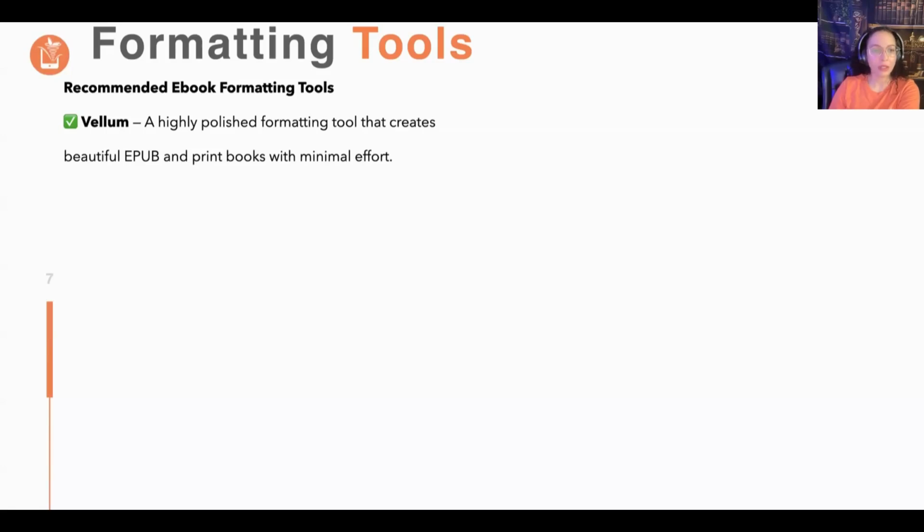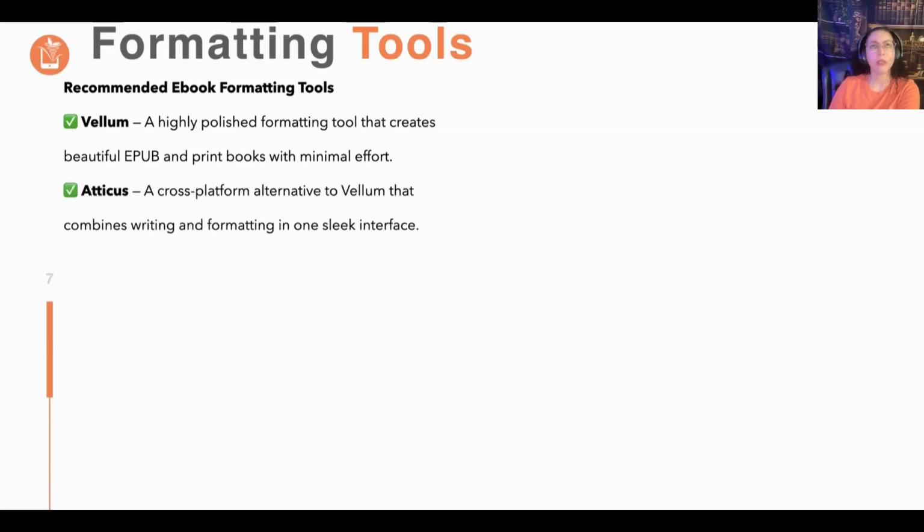I got in on the beta, so it's been about 9, 10 years, I think, or maybe about 7 or 8. I think it came out around the same time BookFunnel did. And then you have Atticus. Oh, the one thing about Vellum is it is Mac only right now.